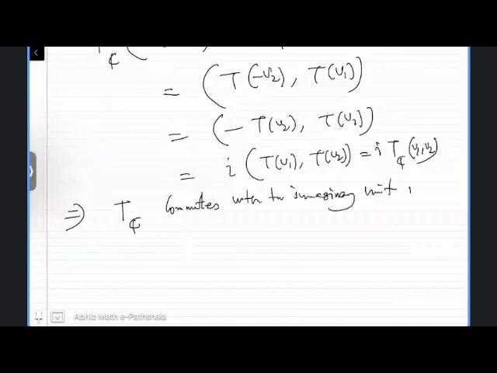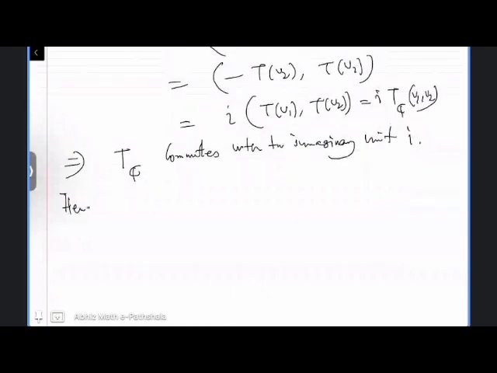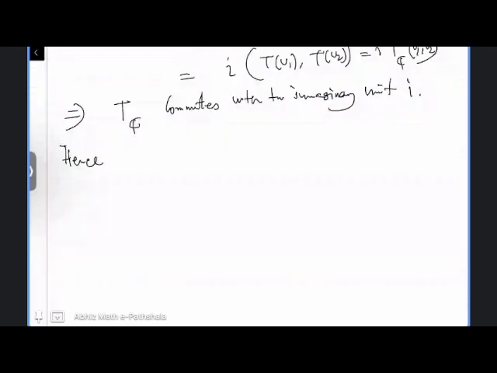And therefore, using the previous observation that it is R linear, and using this one that it commutes with the imaginary unit i, you can easily show that. So hence, this fact will conclude that P_C must be a C linear map. So this is a C linear map.